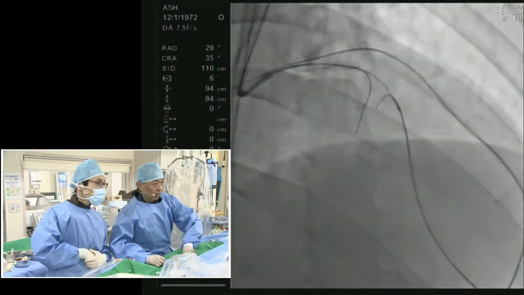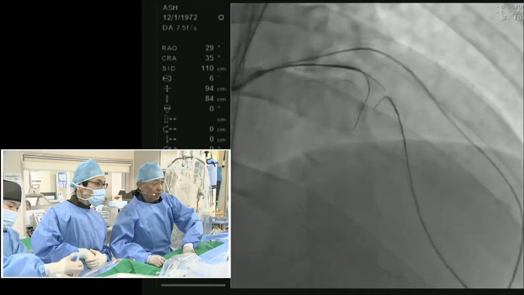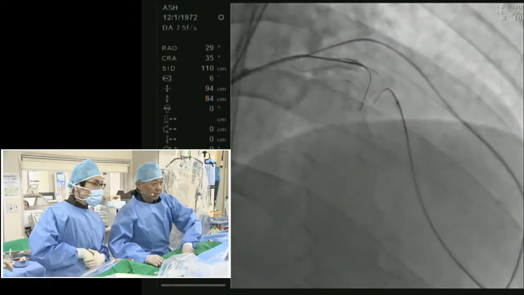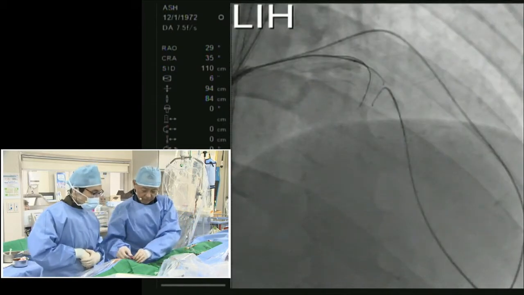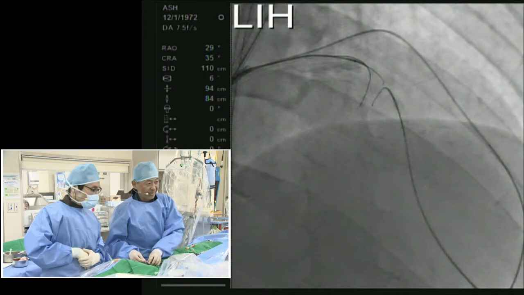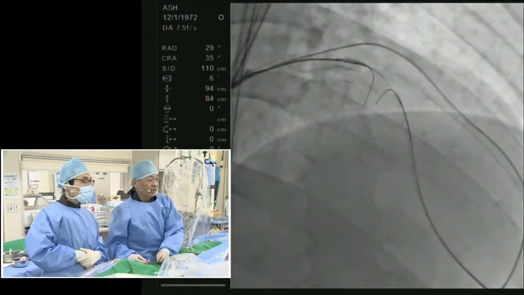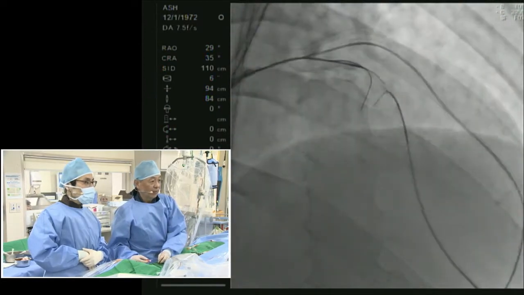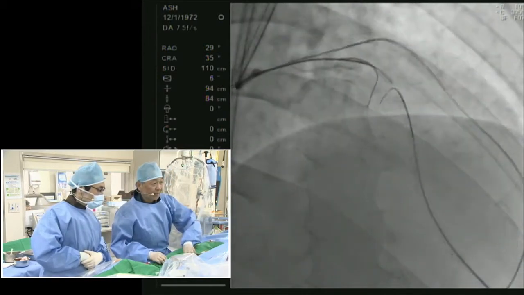And this position is correct. We have a chance to pass through this anti-gravity guide wire. How about the wire feeling? Strong resistance or? No, no feeling, because this is a very slippery guide wire, so no tactile feeling. So I'm not sure if it is correct or not.